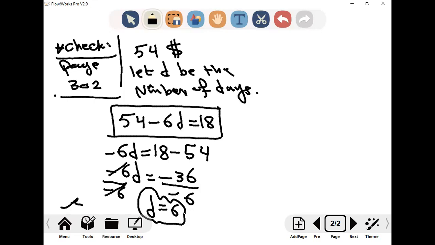Now in part A, they want us to choose the equation, which is which one? D, the last one. So choose the equation in part A. In part B, you need to solve the equation. Okay, we are done with this lesson, guys. Now let's go to your homework.